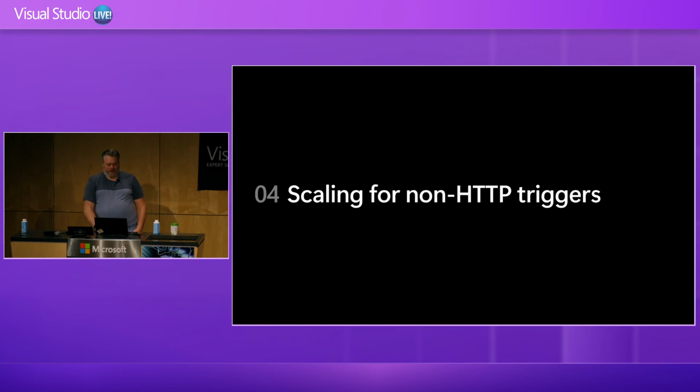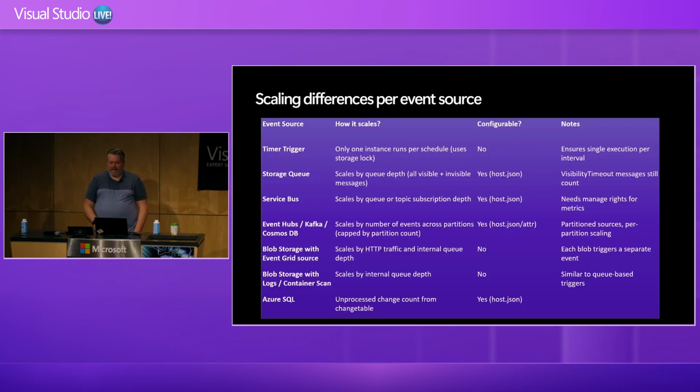So, scaling for non-HTTP triggers. Now that's the next topic, and I really like this topic as well. If we have a look at a few different scaling sources, I hope this slide is not too jarring. I thought about breaking it into one slide per trigger, but I think we can cover it here. If you have a timer trigger function app, only one instance can run on that schedule, right? You don't want multiple instances running at the same schedule and then executing your function twice.